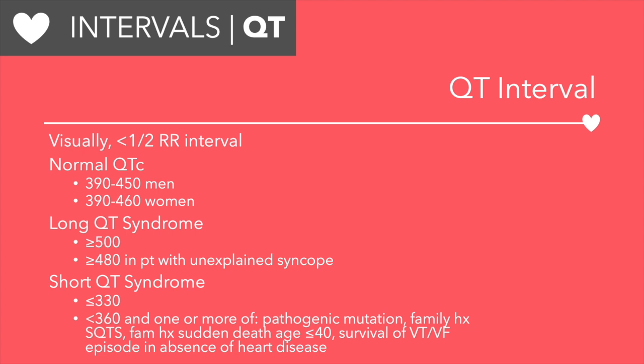Short QT syndrome is a QT interval of less than 330, or less than 360 and one or more of: pathogenic mutation, family history of short QT syndrome, family history of sudden death at age less than or equal to 40, survival of a VT or VF episode, and absence of heart disease.